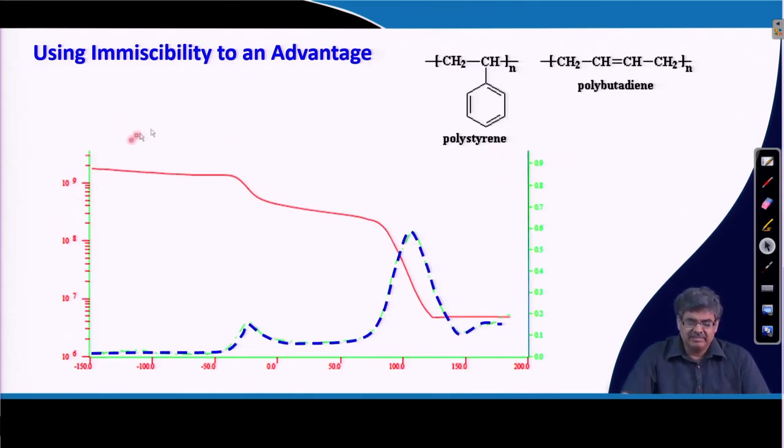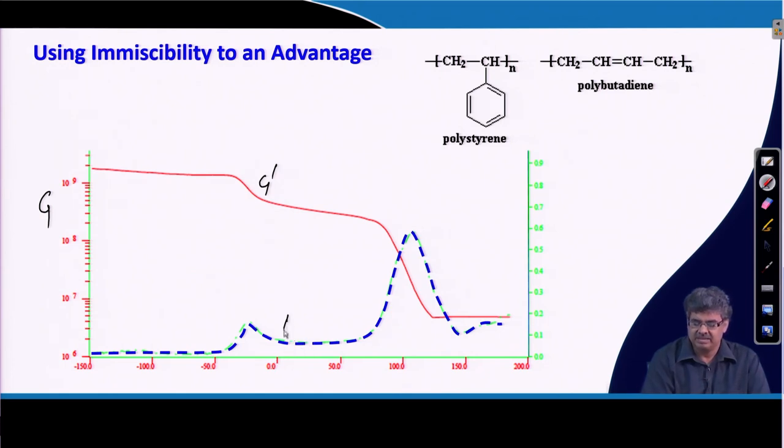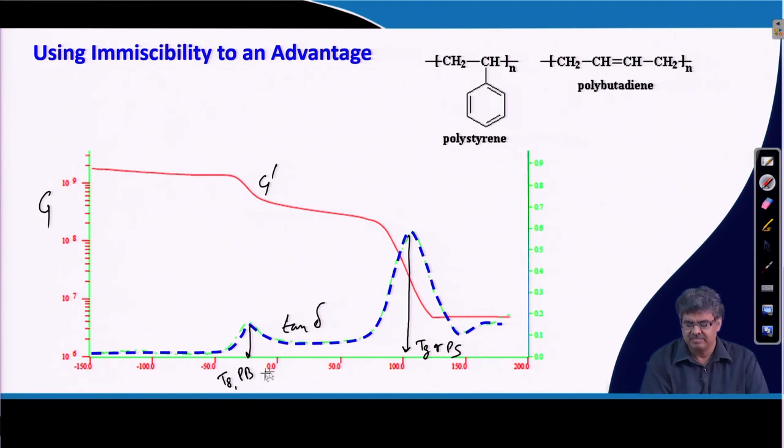And if we do a DMA of this polystyrene polybutadiene sample, we can see that this Tg corresponds to the polybutadiene phase, and this Tg corresponds to the polystyrene phase, and this is tan delta. So, you can see there is a maximum here corresponding to the Tg of polybutadiene, and there is a maximum at a little over 100 degrees, which corresponds to the Tg of polystyrene. So, we are plotting G' in this case, and this is G prime and this is tan delta. This corresponds to the Tg of PS, and this corresponds to the Tg of PB, polybutadiene. This is tan delta.